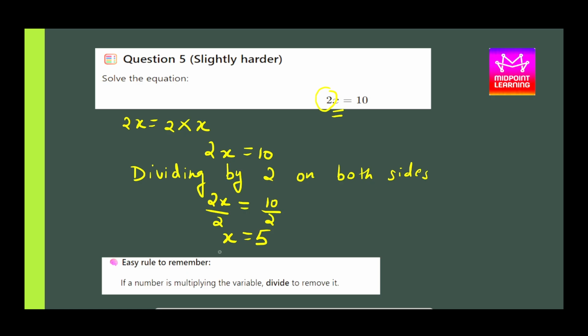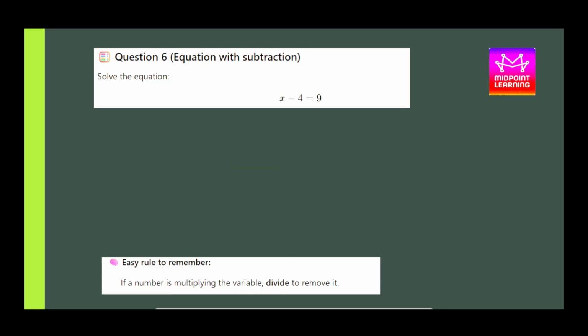So to find x, we do the opposite of multiplied by 2, which is divide by 2, right? So if a number is multiplying the variable, divide to remove it. And if we are dividing on one side, we have to divide on both sides, on the right hand side as well, on the other side as well. So let's move on to the next question now.